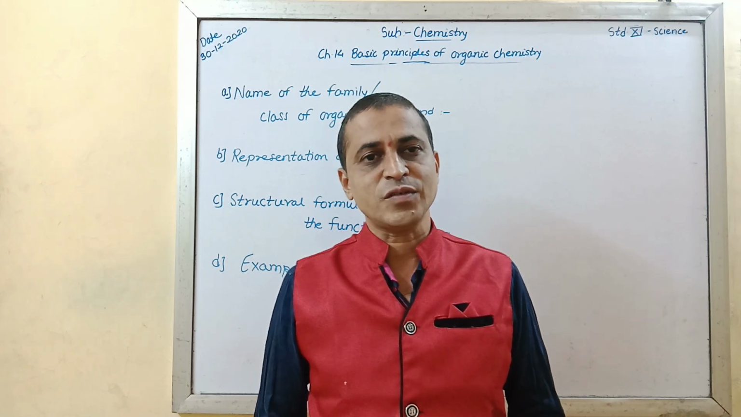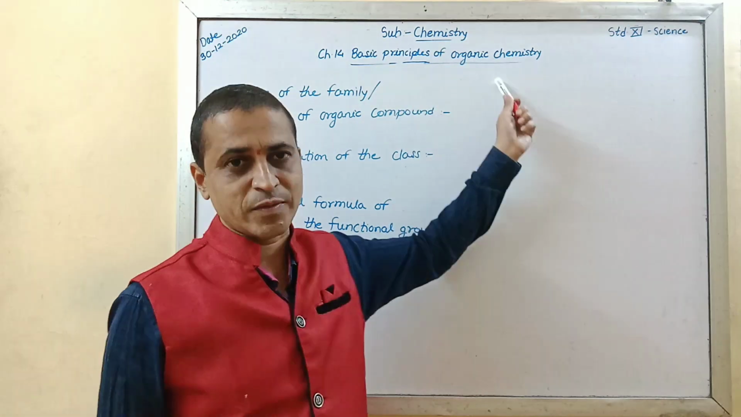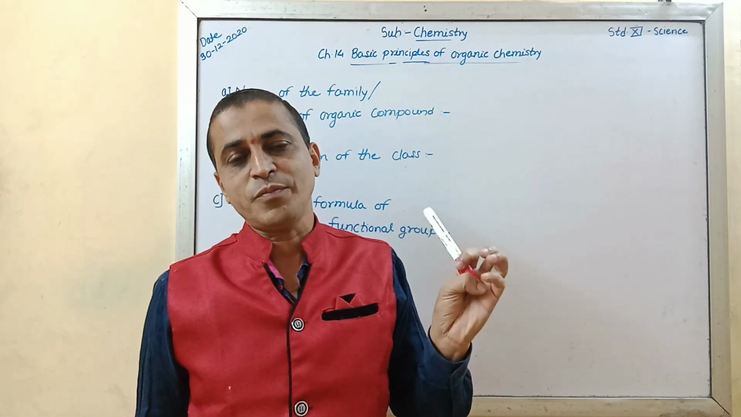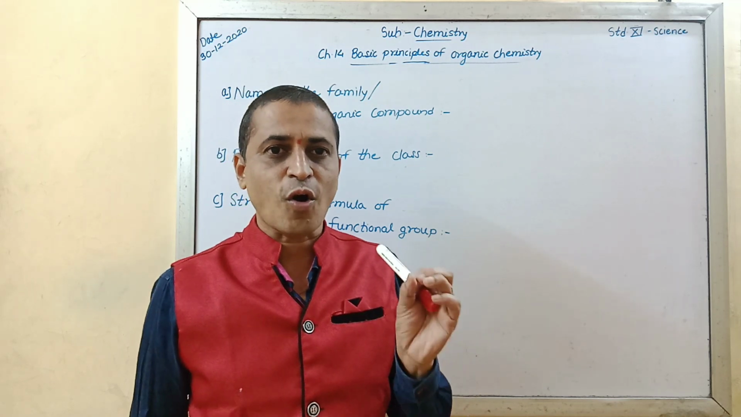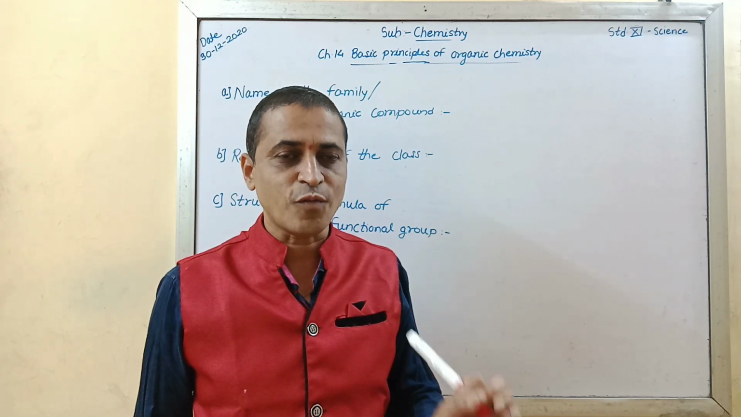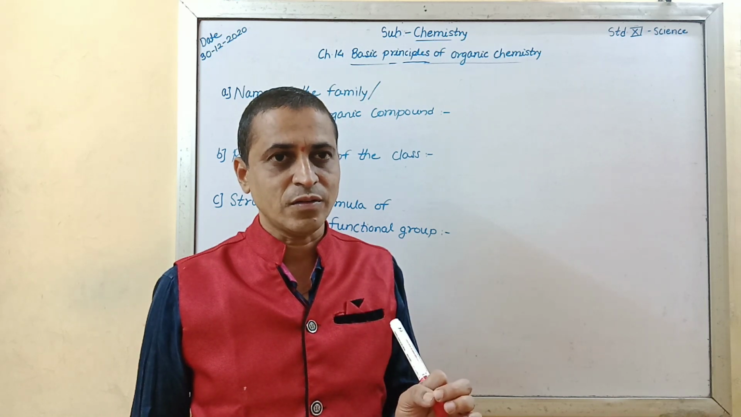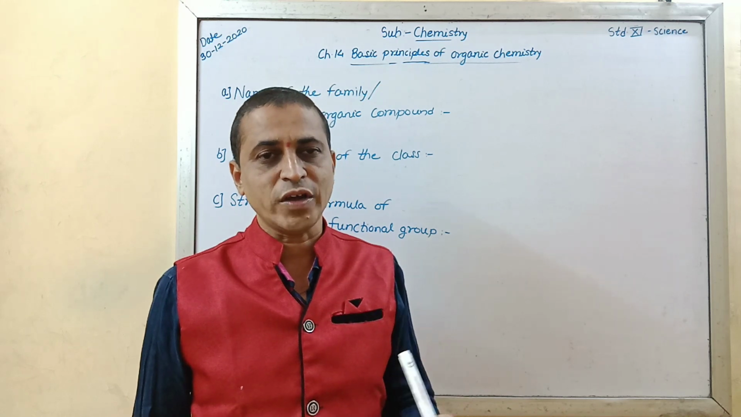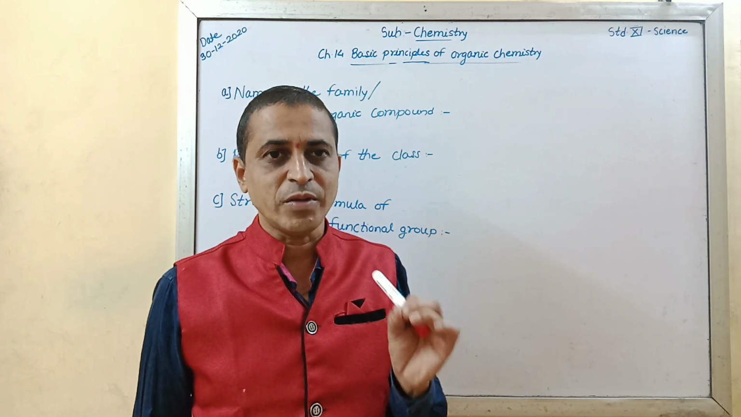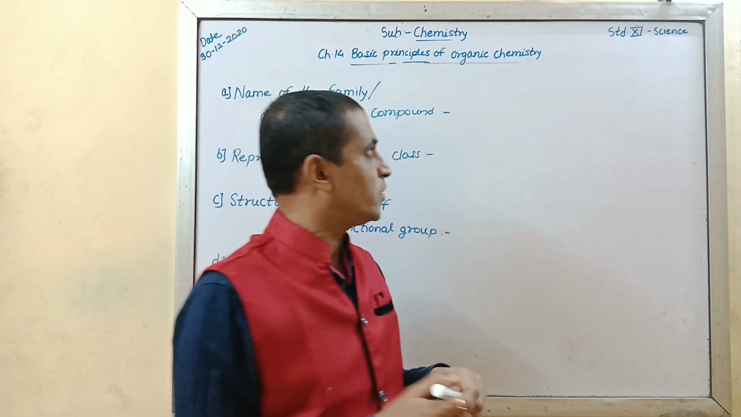In the previous lectures we have started chapter number 14, basic principles of organic chemistry. We have studied the classification of organic compounds on the basis of functional group, and 16 functional groups. Now today we are going to study the remaining functional groups. So let us start.